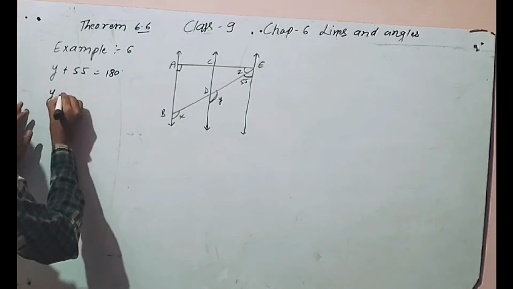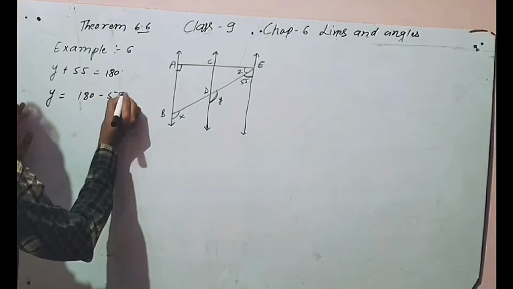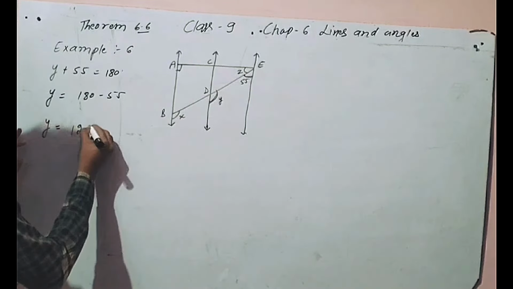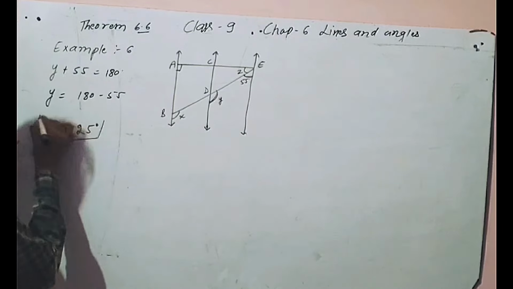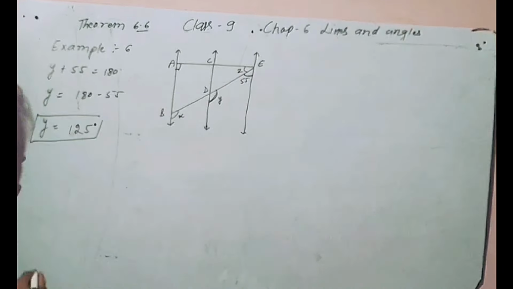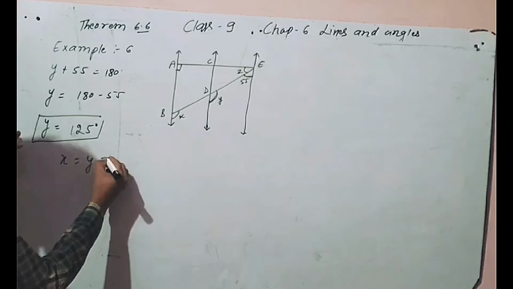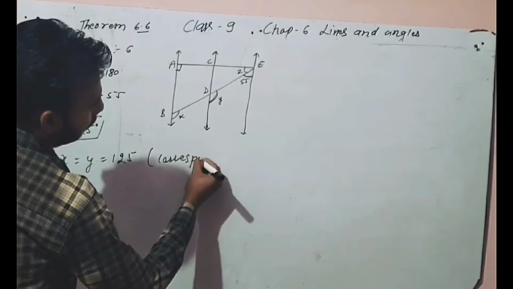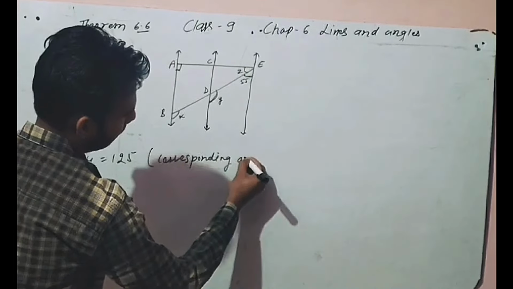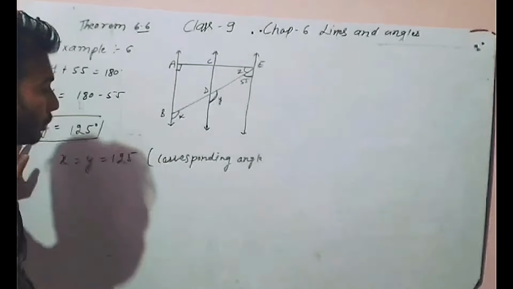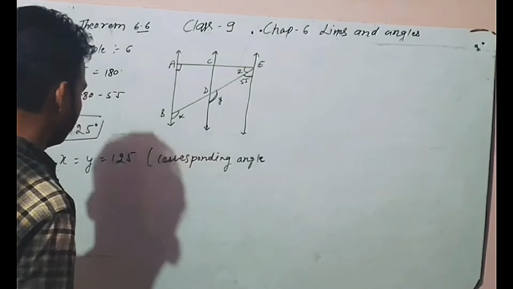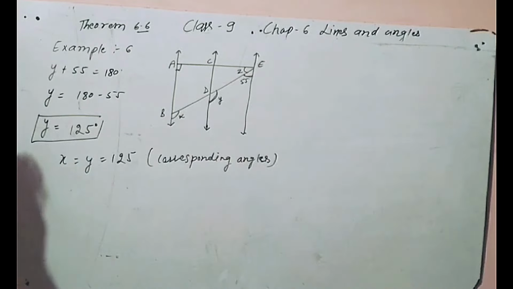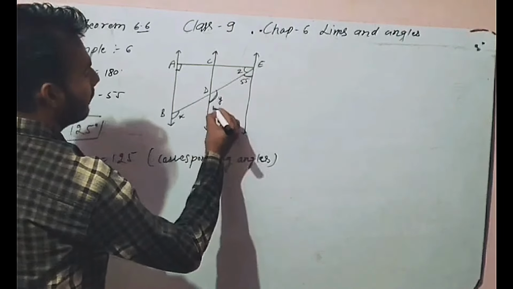So y is equal to 180 minus 55. So y is equal to 125. So the y value is 125. See, y is equal to x, corresponding angles. So x is equal to y equal to 125 because of corresponding angles. I have told you about corresponding angles in the last example also, and you can go through Example 6.4 to understand corresponding angles more. So x equals y equals 125 degrees. So this is 125 and this is 125.